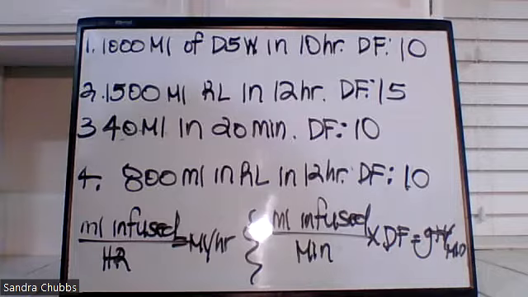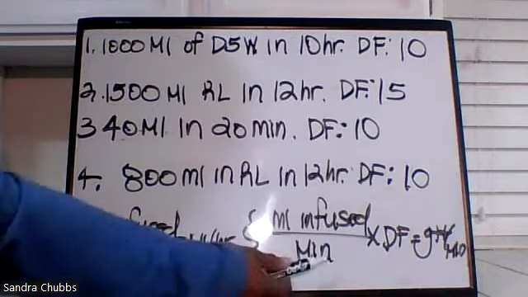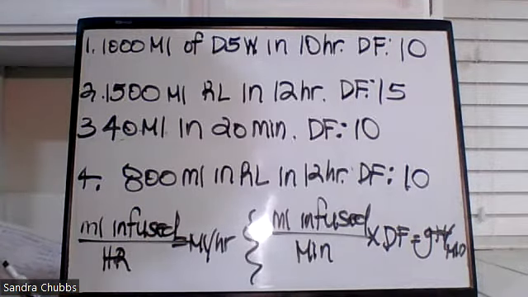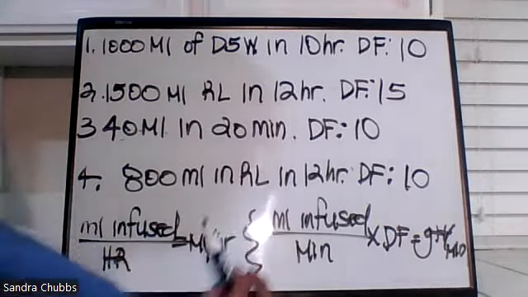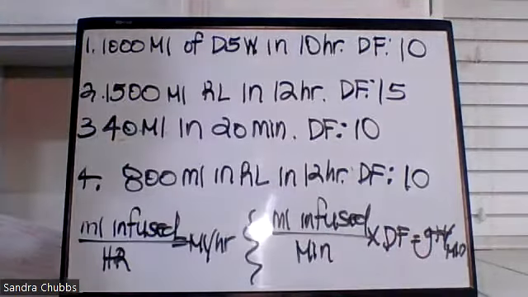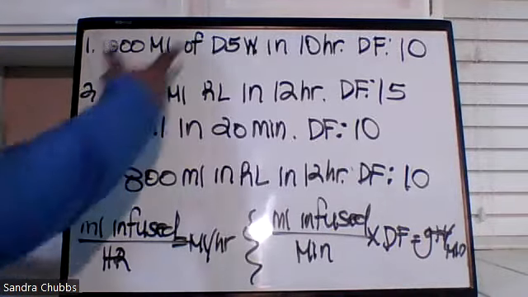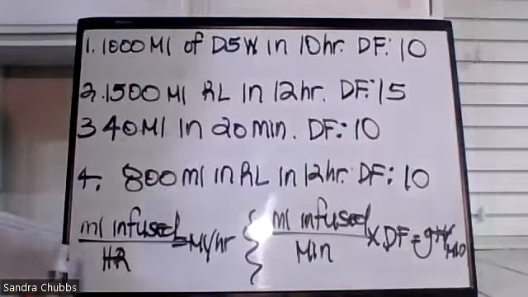All right, folks, here's our second or third set of problems. I put the formulas at the bottom as a reminder. Milliliters infused divided by hours gives us milliliters per hour. Milliliters infused divided by minutes times the drop factor gives us drops per minute. So number one is 1,000 milliliters of D5W in 10 hours. The drop factor is 10.